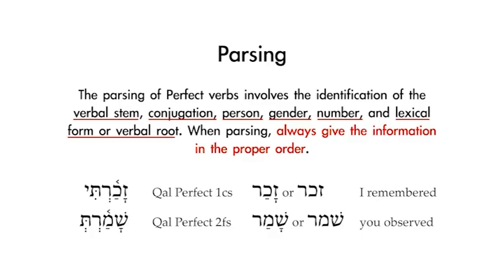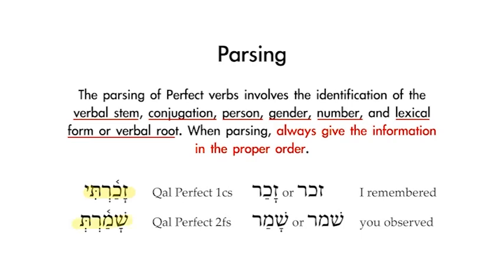Here you have the verb zakarti. It's Cal Perfect 1CS. We begin with the stem, we follow it with the conjugation, and then the person, gender, and number with the lexical form or the verbal root. The translation is not required, but we put it here just for reference.